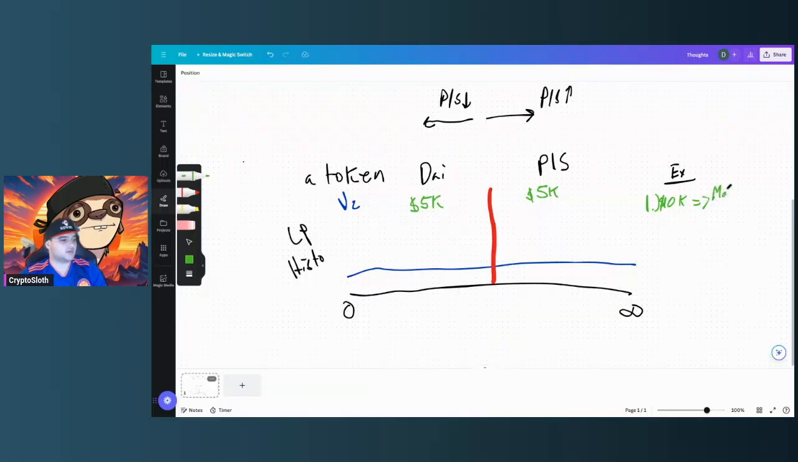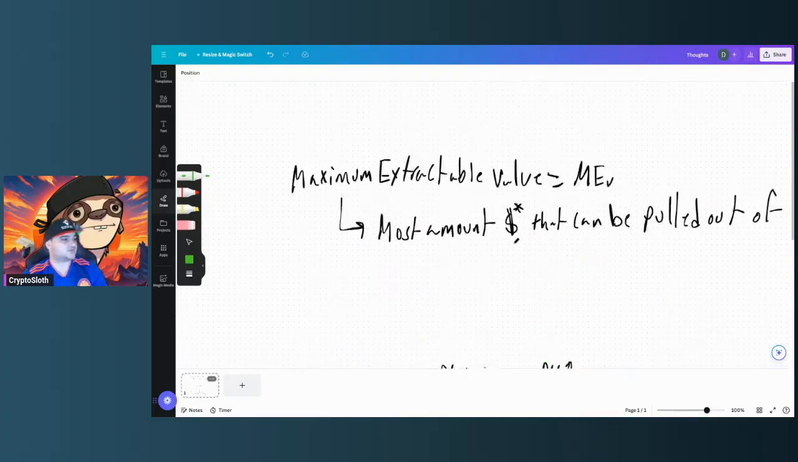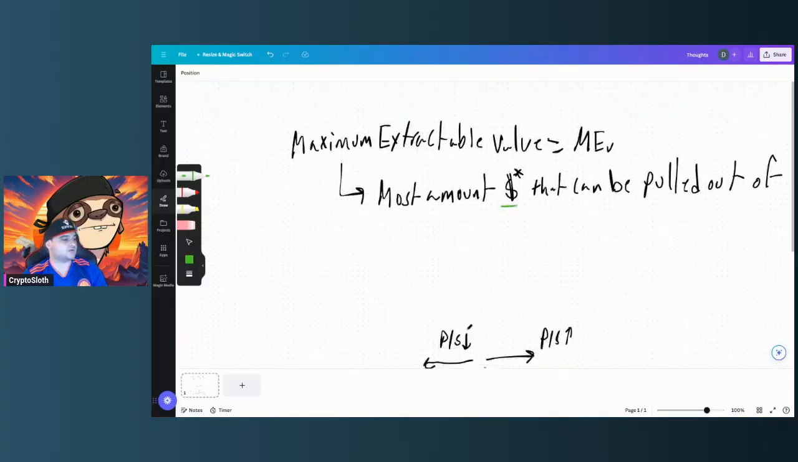So our MEV, and I'm going to be moving a little slow, guys, so please forgive me, but our MEV equals 5K. Now, why is that? Why does it equal 5K here? Well, in this case, if we go back to our definition, it's the most amount of money that can be pulled out of a specific coin. So in this case, and we're going to say actually, money equals X.